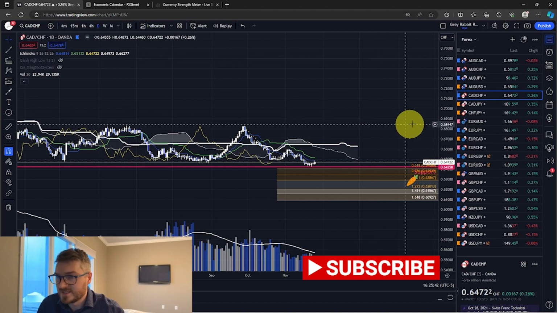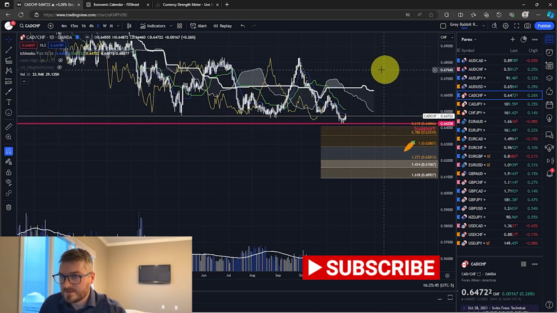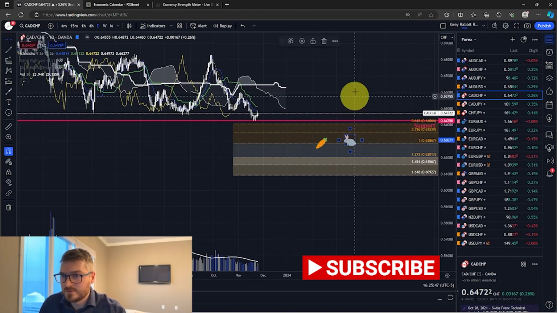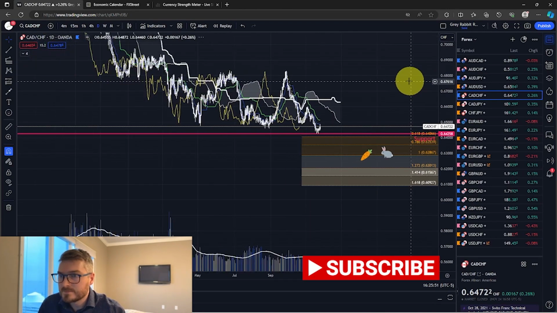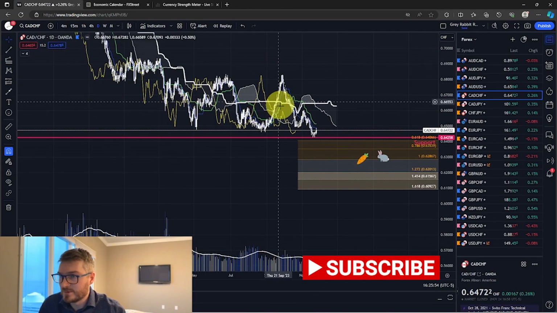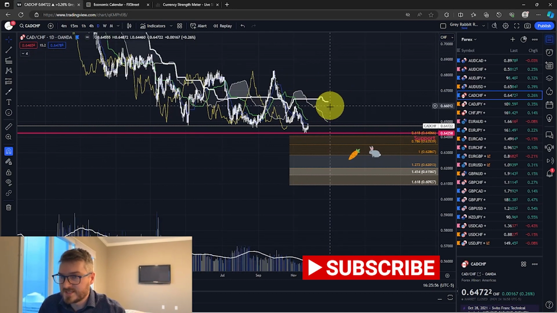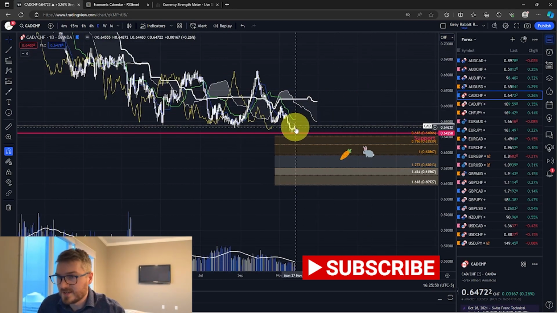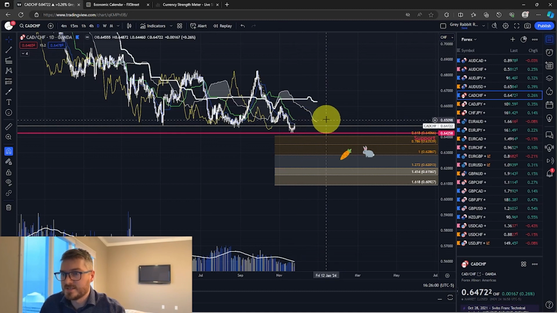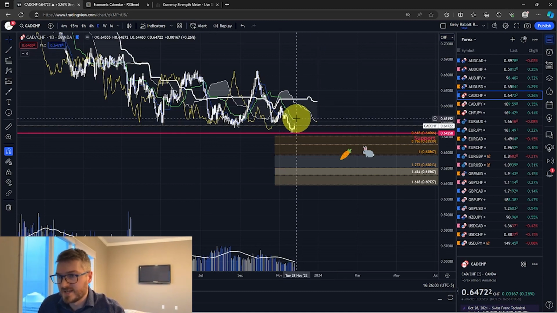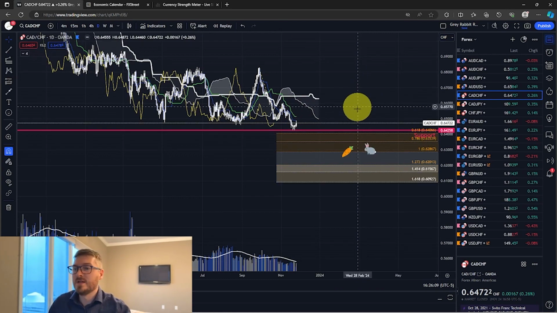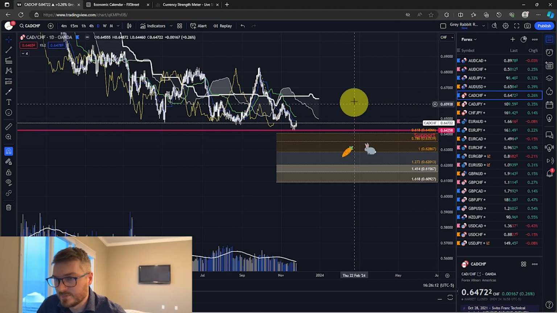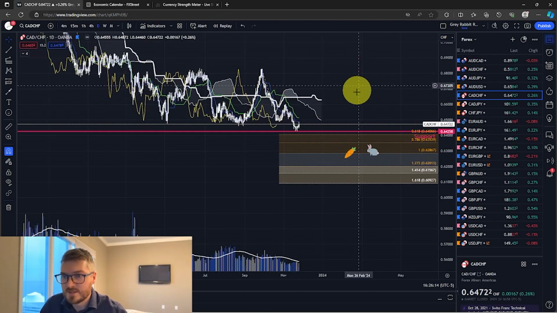But if we look at the daily chart, now you can see on the daily that we have this ranging market here, right? But we have a nice thick Kumo cloud forming. We've got price currently below the Tenkan-sen, but we do have the Kijun-sen flat. So in order for that to be pointing down, we're going to need price to close below this support level, which is the 0.64258 level.